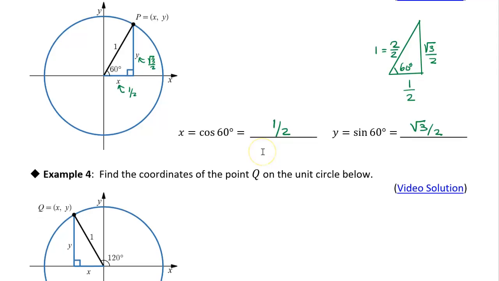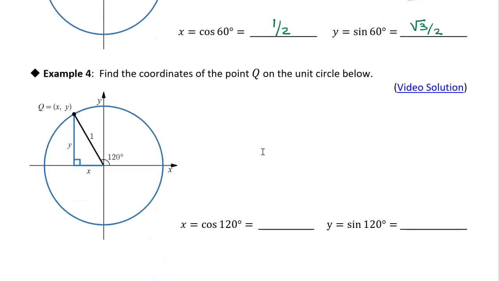All right, let's go ahead and do example 4 as well, because it's very similar. It's just that now we have an angle in the second quadrant, right? It's 120 degrees. So now we want to find the coordinates of this point. But you can see I just dropped a perpendicular line down to the horizontal axis, and we can see a triangle there, right?